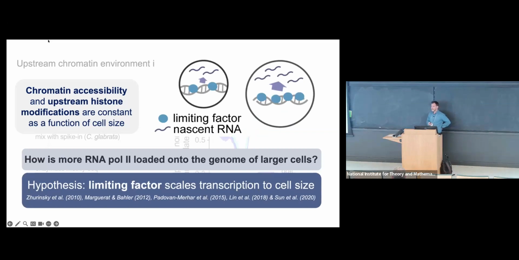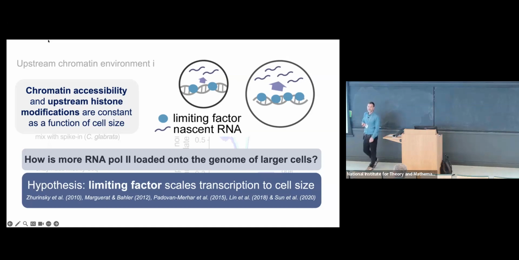Okay, so one hypothesis that had been proposed in a series of papers in the literature is that there's some kind of limiting factor whose amount accumulates in proportion to the size of the cell. So this is just some protein whose concentration doesn't change. That limiting factor binds the genome and then activates transcription in proportion to the amount of this factor bound to the genome. And of course, the amount of the factor is proportional to the size of the cell. This is the limiting factor hypothesis. However, it hadn't been identified what it would be or if this was actually true.